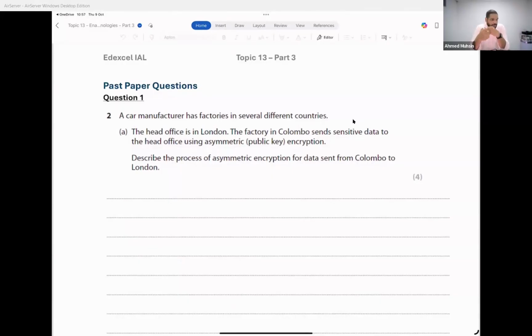The Colombo server will encrypt its data using London's public key, and then the data is transmitted, and London will decrypt the data using its public and private key. Excellent. You guys know your stuff, so why don't you all get started?